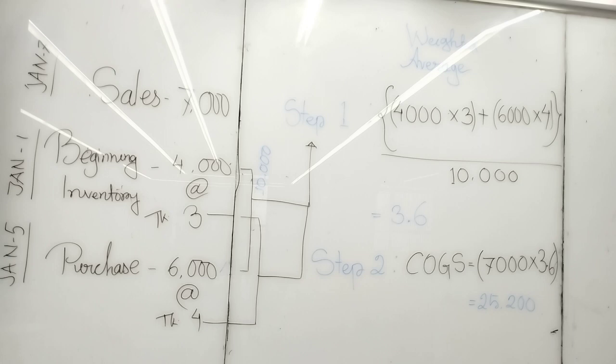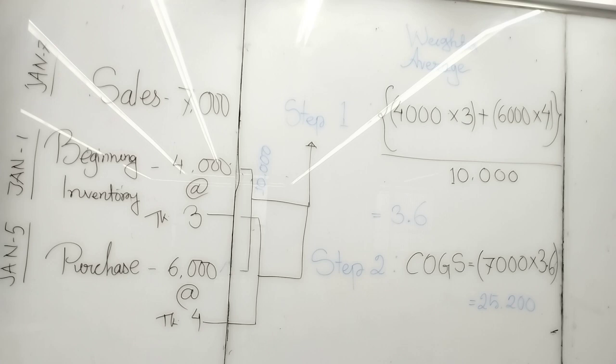Now we have completed our weighted average costing method. So if you can see, we have done quite a bit. In the weighted average method, we have to calculate the total amount of units purchased and beginning inventory together. We have to do that in 2 steps. In step 1, we have to multiply the units and their respective rates and add them together.